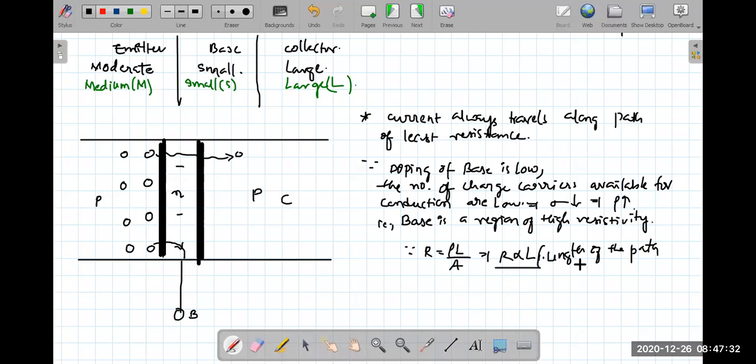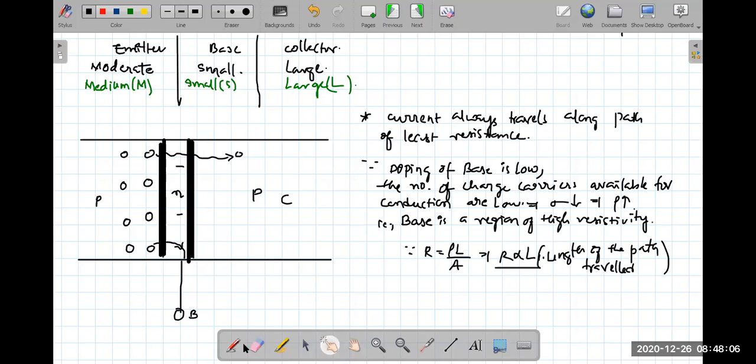Length of the path traveled by the charge. Now, look here. The thing is, if base and collector were at equal distance, then the length of the path traveled would have been equal. But in the given case, what I'm trying to do is bring down the width of the base, reduce the width of the base.